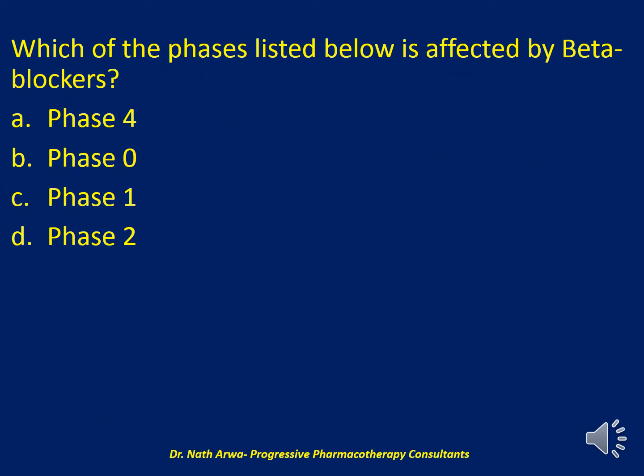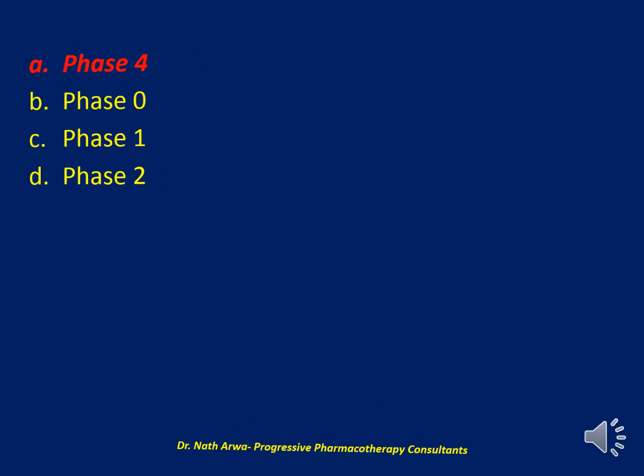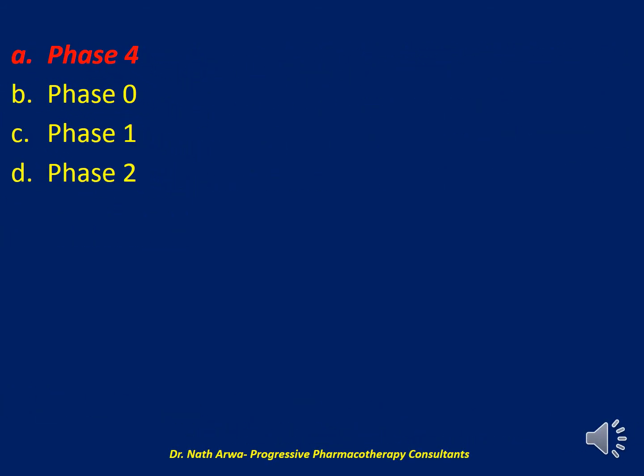And it reads, which of the phases listed below is affected by beta blockers? Is it phase 4, phase 0, phase 1, or phase 2? I'll give you 10 seconds to choose the correct answer. The beta blockers affect phase 4.